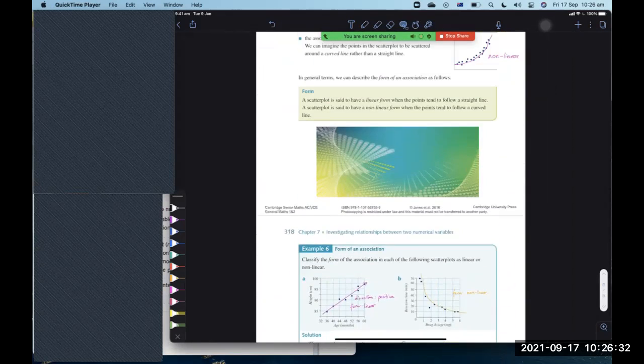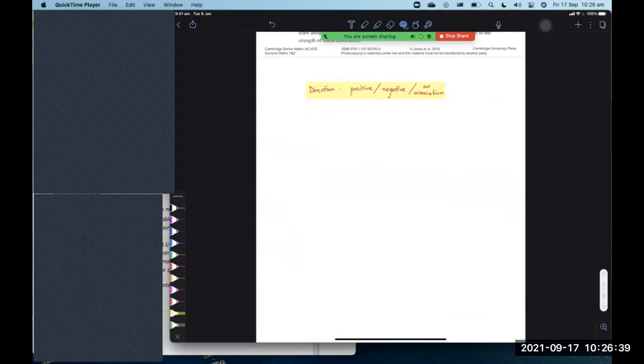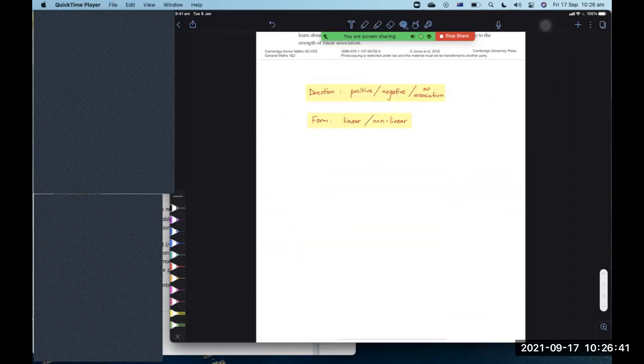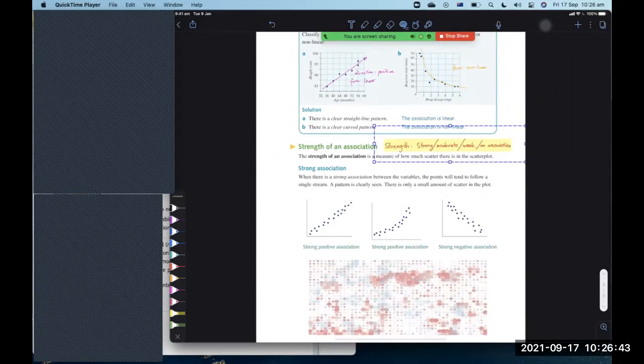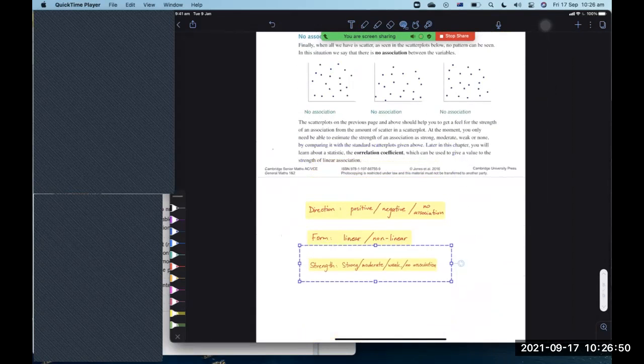Delete. Bam. Copy. And this will help you describe relationships within a... Oh no, I shouldn't have done that. Should have copied it.